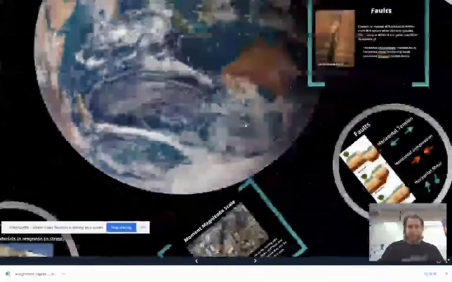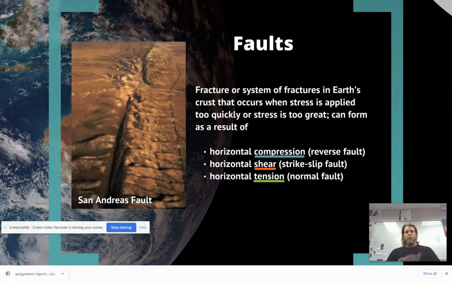So keep moving forward. And earthquakes always occur along faults. And so faults are just a fracture or a system of fractures in the Earth's crust that occurs when stress is applied, and it's applied too quickly, or the stress becomes too great, and it builds up. And so we're not talking about strain now. Now it's going to snap, and it's going to create that earthquake, that sudden release of energy.